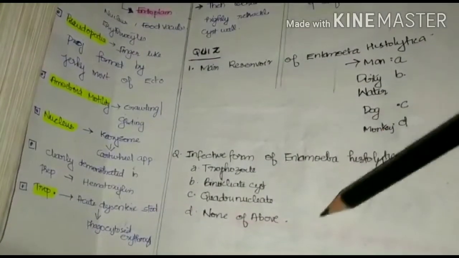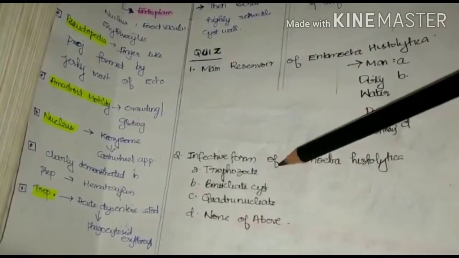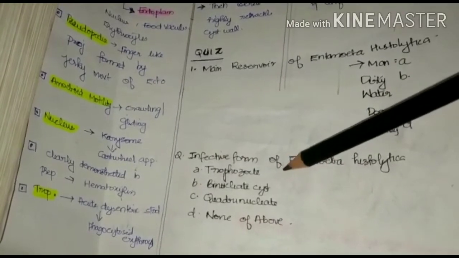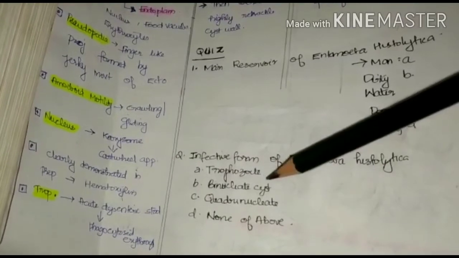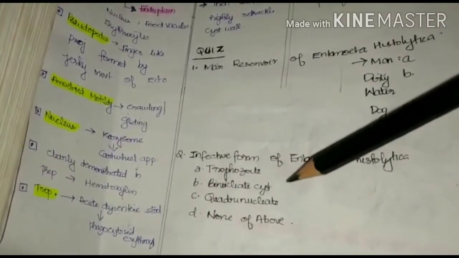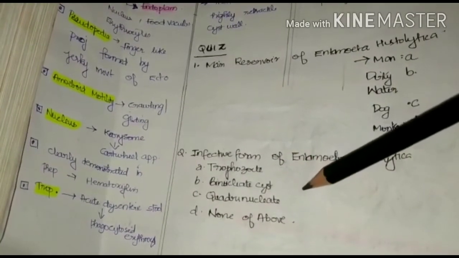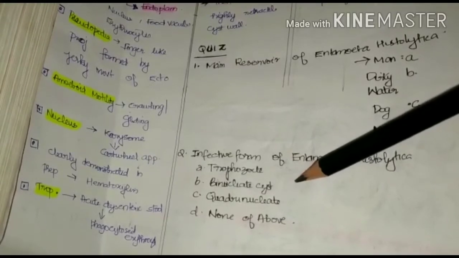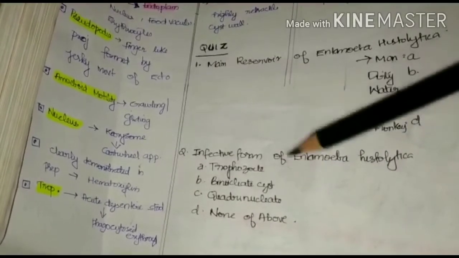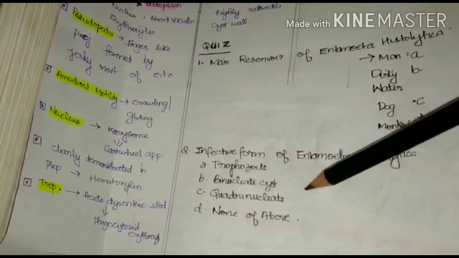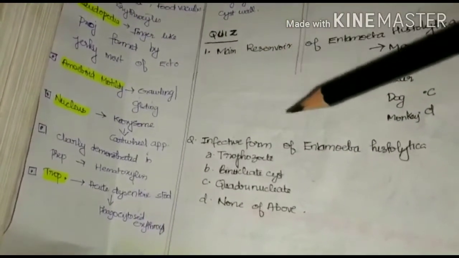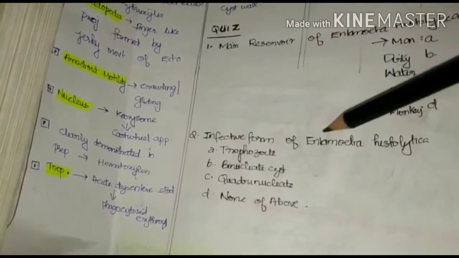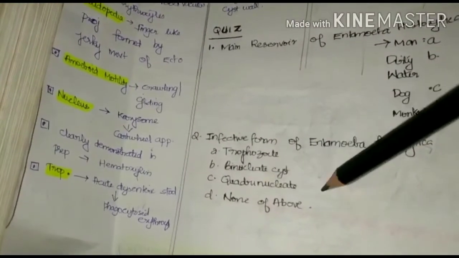And yes, the answer is quadrinucleate. Trophozoite will not be the answer because trophozoite is the growing stage of the parasite. The binucleate cyst is also not the answer because it is just a morphological form. The trophozoite and the binucleate cyst are morphological forms of Entamoeba histolytica, but the infective form of Entamoeba histolytica is quadrinucleate.